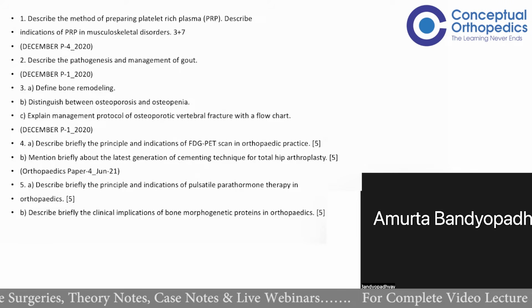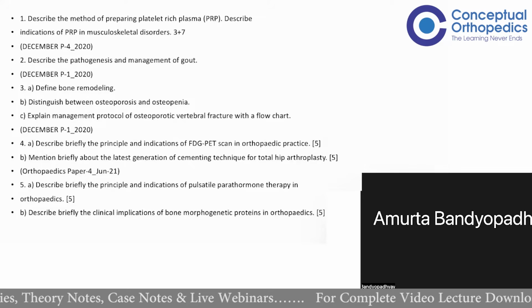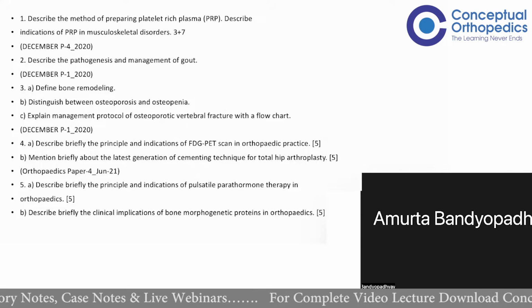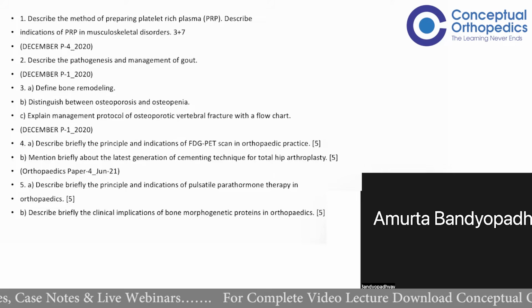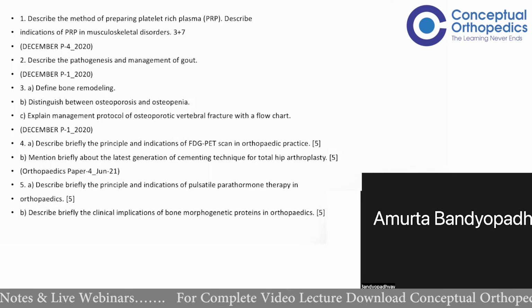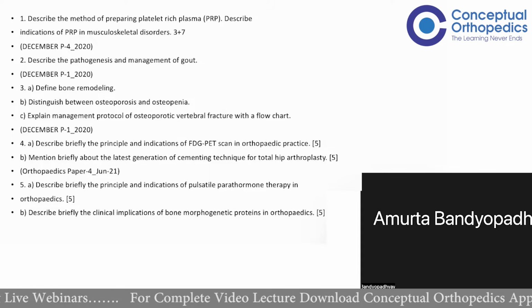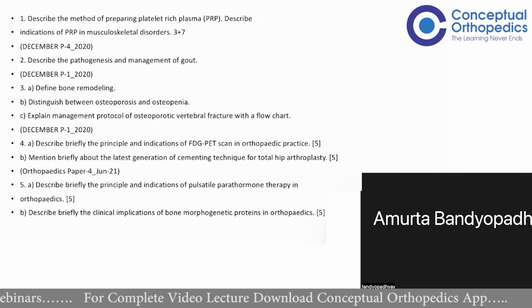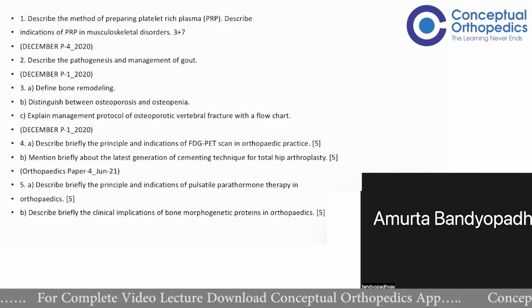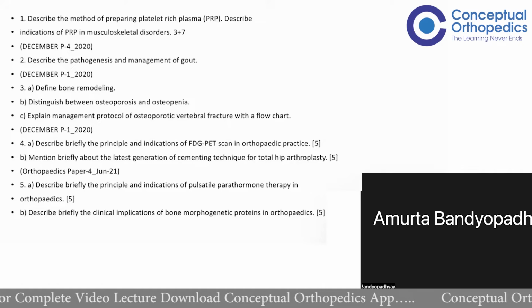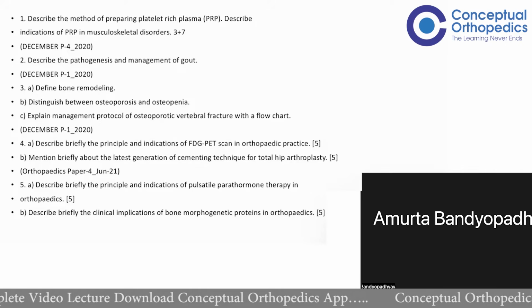Mention briefly about the latest generation of cementing technique of total hip arthroplasty. And fifth one is describe briefly the principle and indications of pulsatile parathormone therapy in orthopedics. Describe briefly the clinical implications of bone morphogenic proteins in orthopedics.